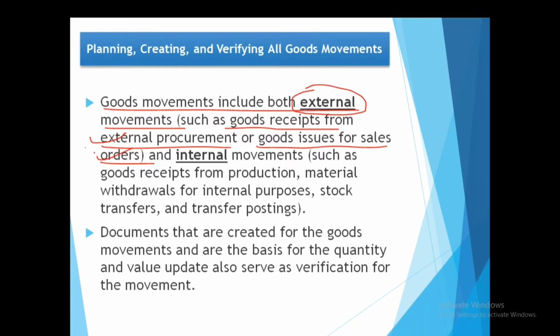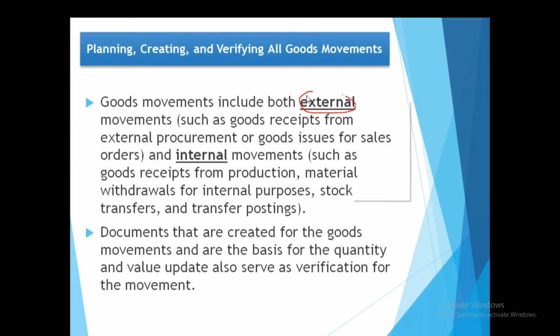And there will be some internal movements such as goods received from production. That means you complete production, and you receive the stock from the production department. So that is what is called goods received, internal. Or sometimes material withdrawal for internal purposes. Due to some reasons, you take the stock for other purposes, and stock transfers and transfer postings. All these things come under internal movements. So goods movements can be broadly classified into two, either external or internal.